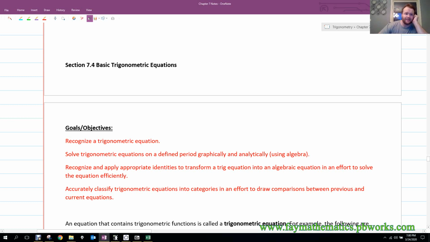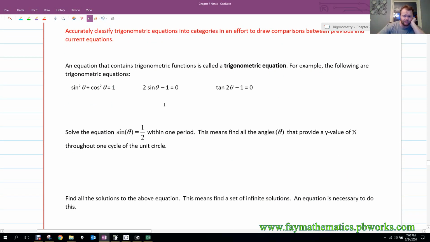All right, this session is going to be about 7.4, which is basic trig equations. Obviously, a trig equation is just an equation that incorporates a trigonometric ratio: sine, cosine, tangent, secant, cosecant, cotangent. All of our identities so far are trig equations. They are trig equations that are always true.